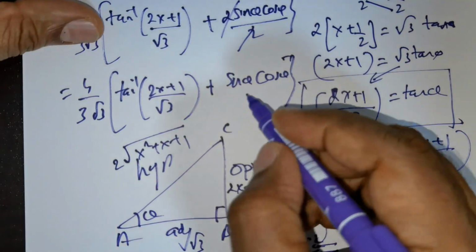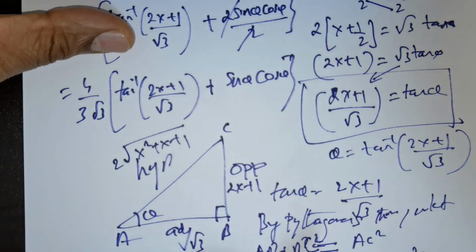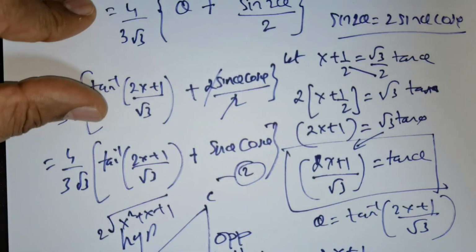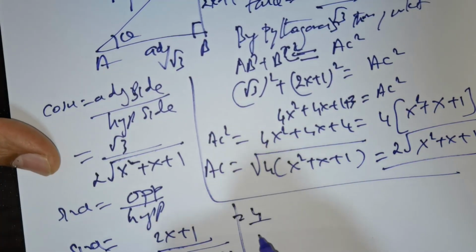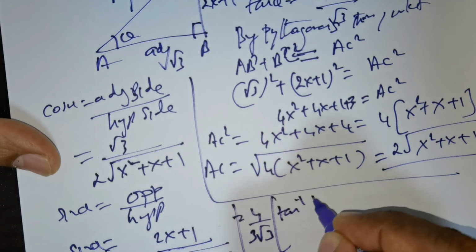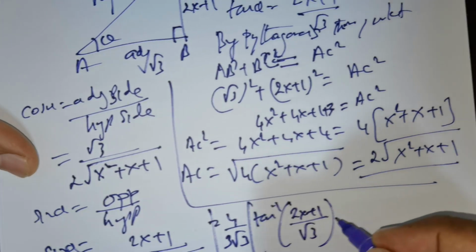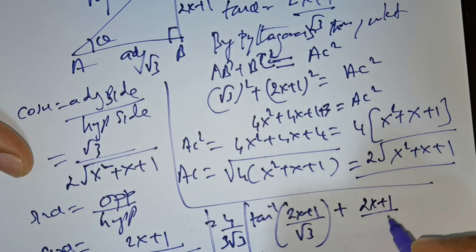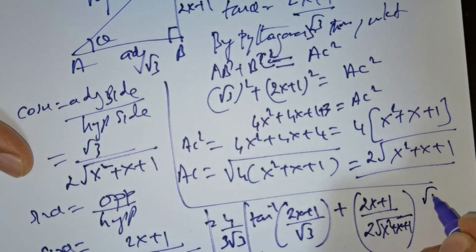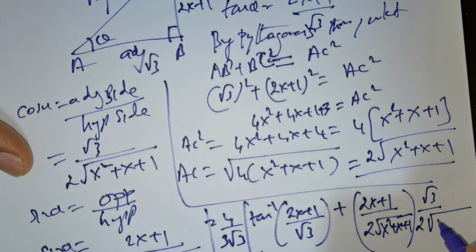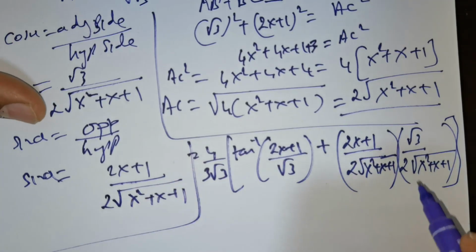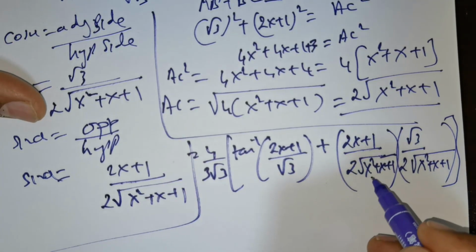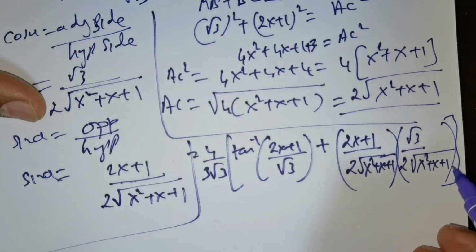Now take the cos theta, sin theta and substitute it here. So if I'm taking this as 2, 2 can be rewritten as 4 over 3 into root 3 times tan inverse of (2x + 1) divided by root 3, plus sin theta, which is (2x + 1) divided by 2 times root of (x squared + x + 1), times cos theta, which is root of 3 over 2 times root of (x squared + x + 1). Okay, now the two root of (x squared + x + 1) factors can be simplified.